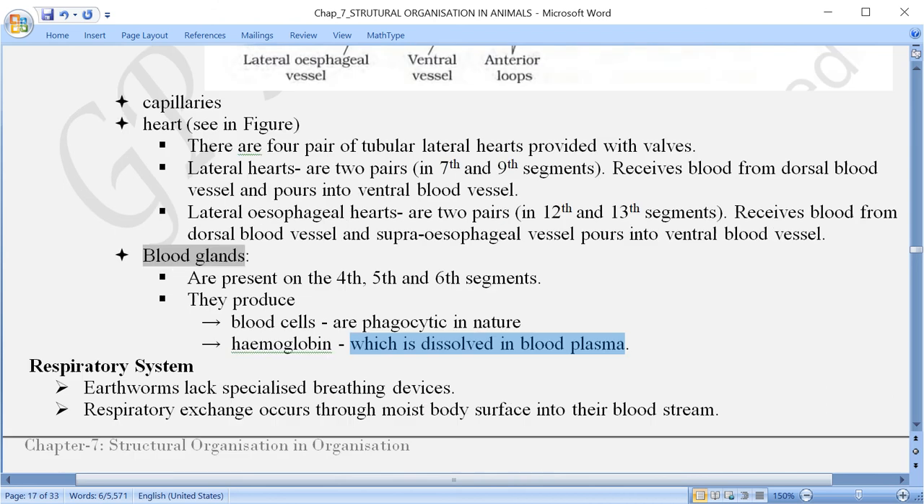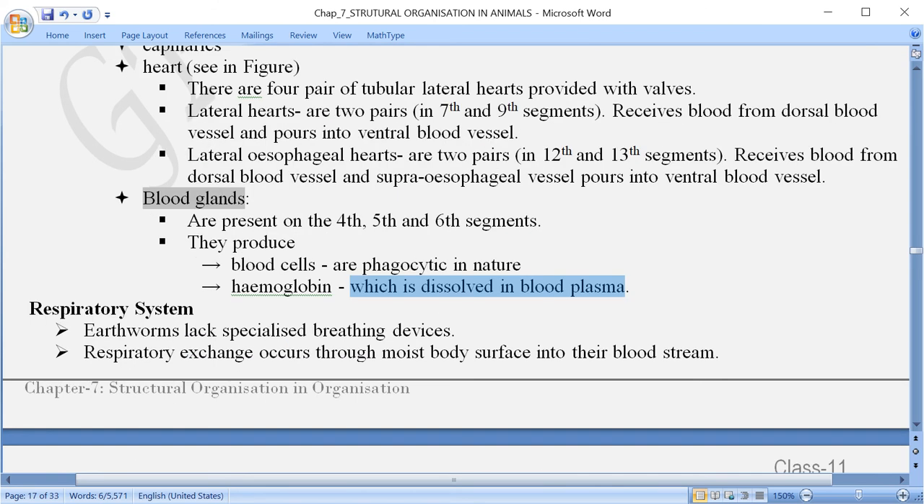In case of human being, what happens, the hemoglobin is found in the RBC, red blood cells only. Whereas here we are talking about what? That the hemoglobin is dissolved. Hemoglobin is dissolved in the plasma, blood plasma. So that was about the circulatory system.